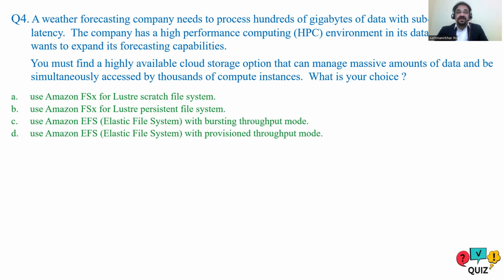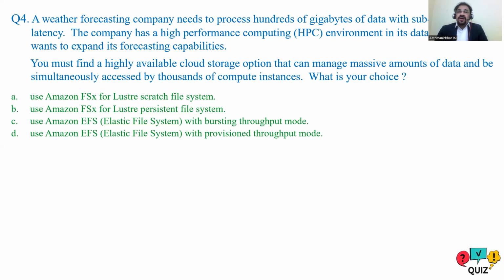Amazon FSx for Lustre Scratch file system and Lustre persistent file system. How exactly does the Lustre Scratch file system work? It is designed for temporary storage. This file system can be used when we require cost-effective storage for processing heavy short-term loads, not for long-term loads. As per our requirement, we have a long-term requirement. So option A will not go well with our choice.